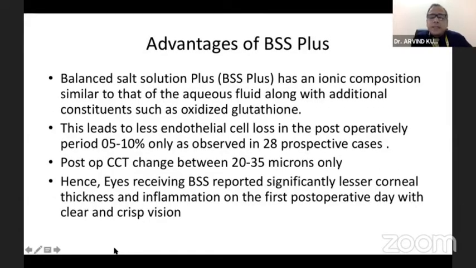So the advantages of BSS Plus: it has an ionic composition similar to that of the aqueous fluid along with additional constituents such as oxidized glutathione. This leads to less endothelial cell loss in the post-operative period, of 5 to 10% only, as observed in 28 prospective cases. In the other methods of nucleus delivery, it was 8% to 18%, and the post-op CCT changes were between 20 to 35 microns only. Hence, the eyes receiving BSS reported significantly lesser corneal thickness and inflammation on the first post-operative day with clear and crisp vision.